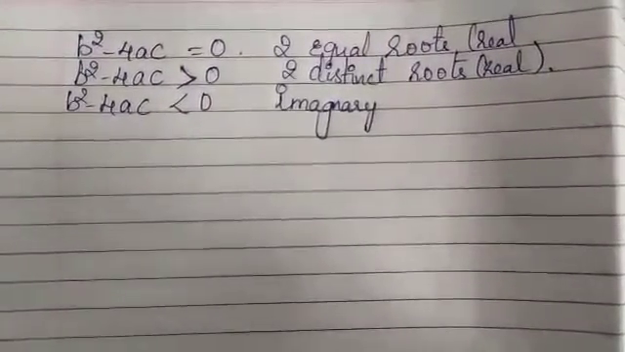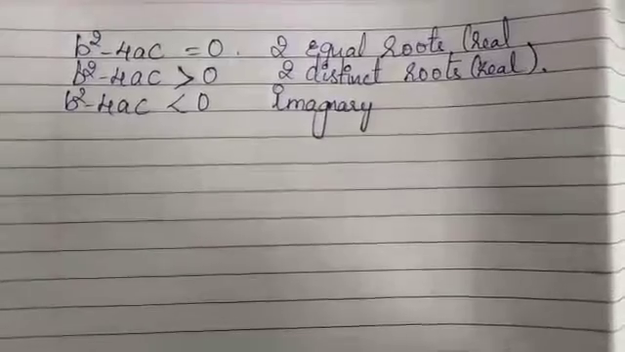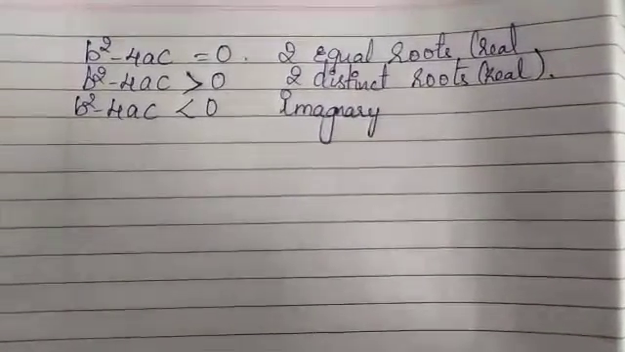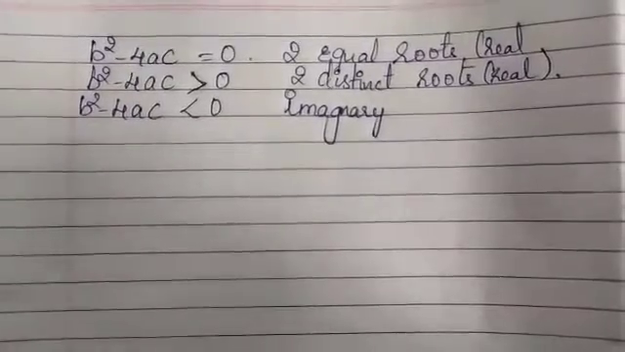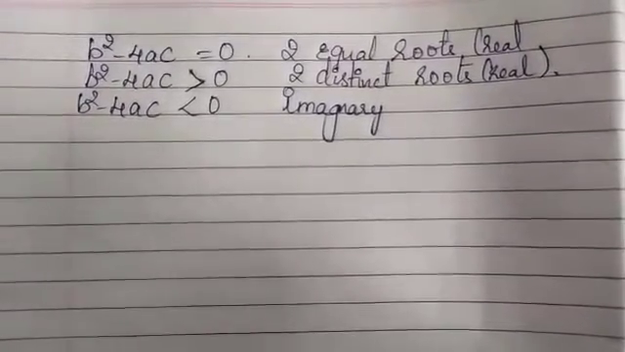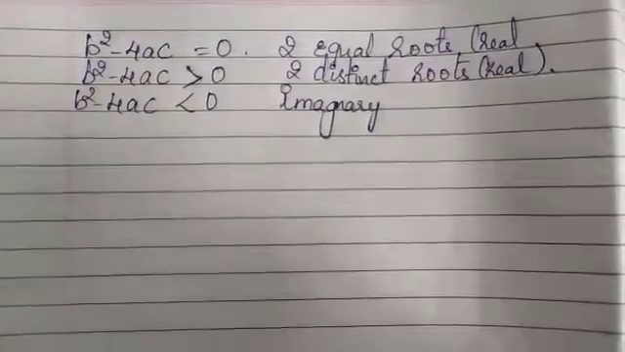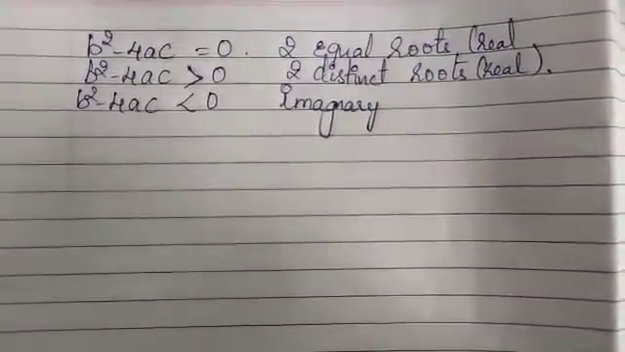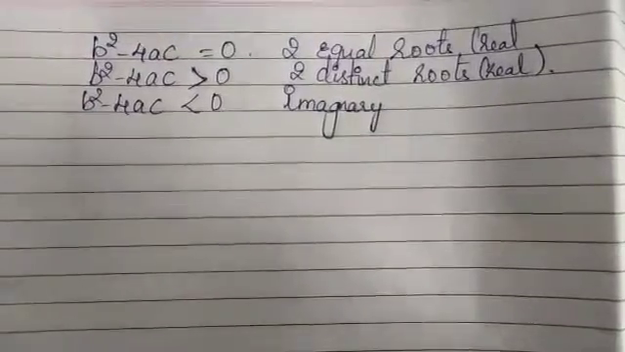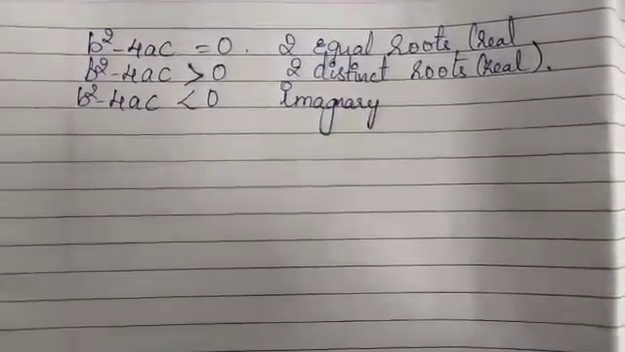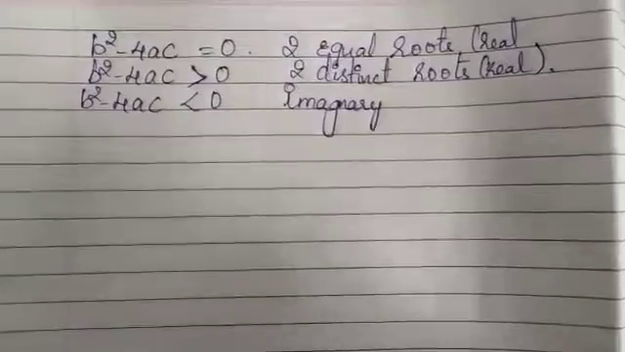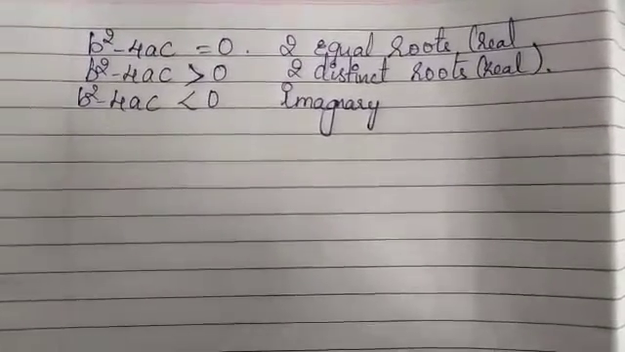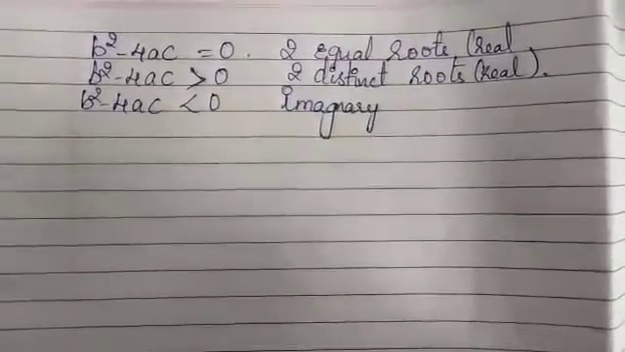If b square minus 4ac is greater than 0, that is, if you get a positive value, then you can expect 2 different real roots. If b square minus 4ac is less than 0, that is, if you get a negative value, the roots are imaginary, so there is no need to find the solution of the given quadratic equation. So without solving the equation, by this formula itself you can recognize whether it has real roots or imaginary ones.